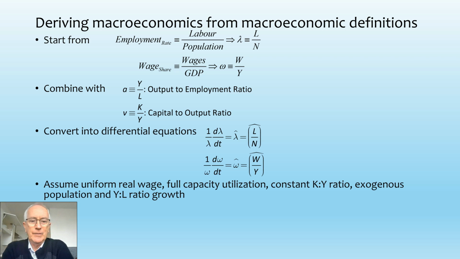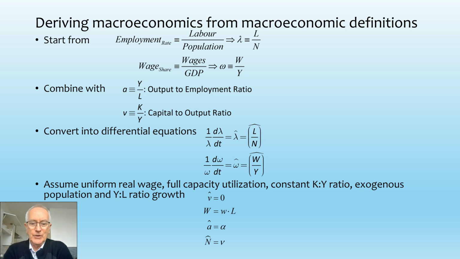And I'm going to now make a range of assumptions. So I'm going to assume there's a uniform real wage, so little w, as I used in the model. I'm ignoring the issue of capacity utilization. That can be brought in a more complicated model. I'm going to have a constant ratio of capital to output, and that's one reason you use a capital output ratio rather than what I've done with labour. Exogenous population growth and exogenous growth of the output to labour ratio, all of which I included in the previous model. So I've got no change in the capital output ratio.